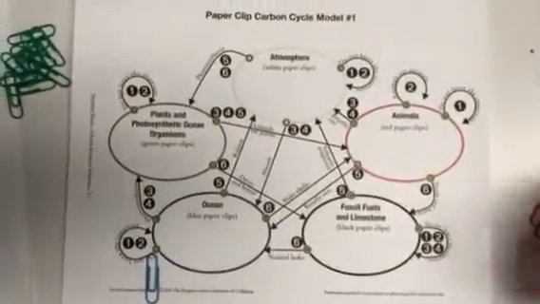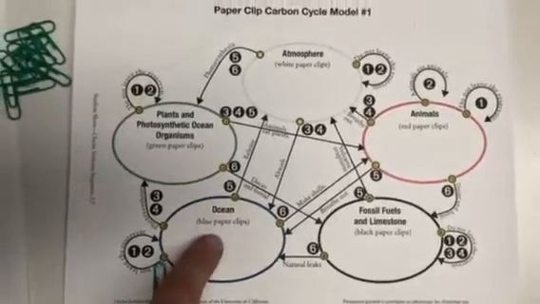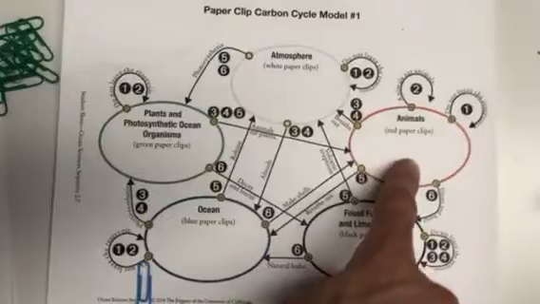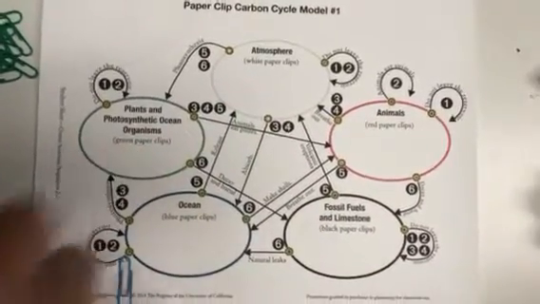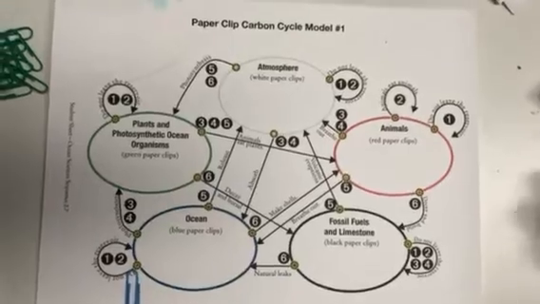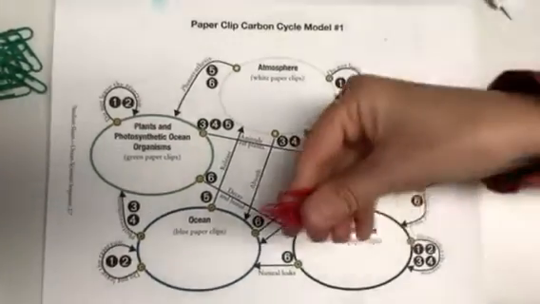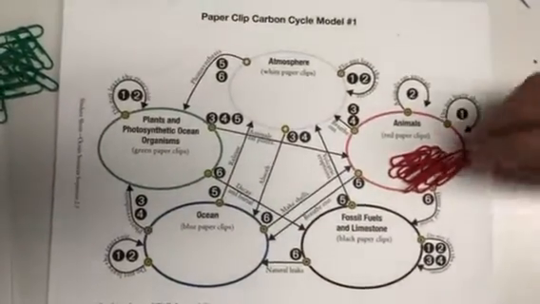We move the paper clips away so you can see each reservoir. They are Ocean, fossil fuels and limestone, animals, atmosphere, and plants and photosynthetic ocean organisms. Please count out 10 of each colored paperclip. Each one represents an atom, and place them in each oval.